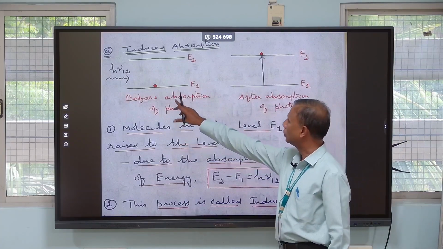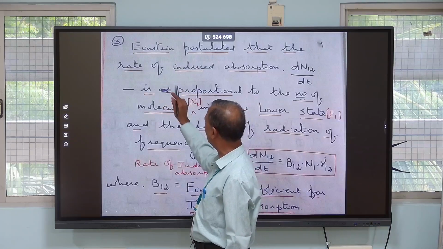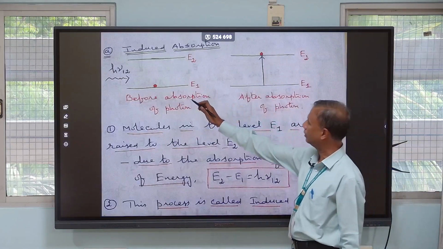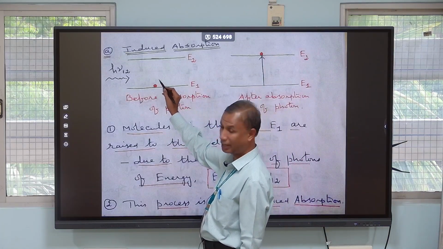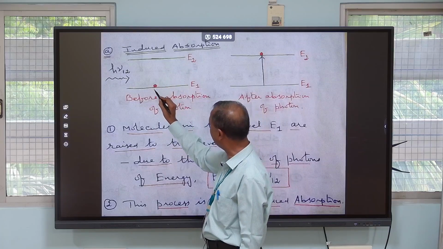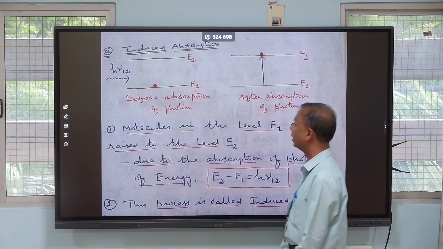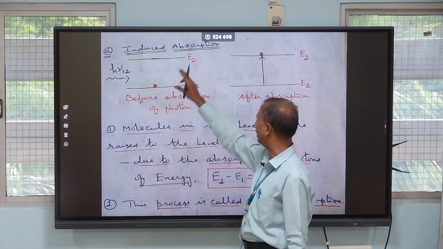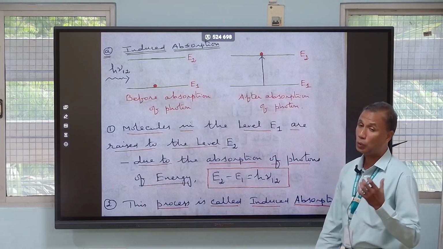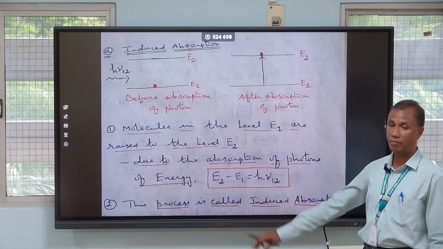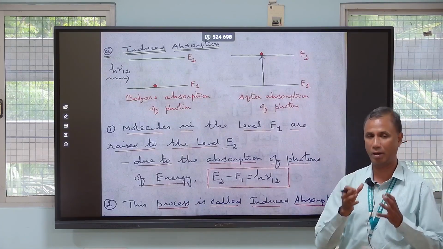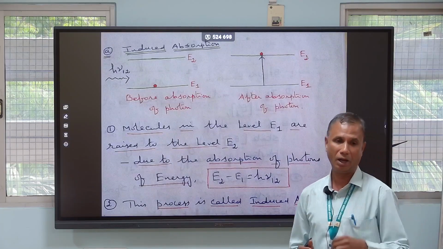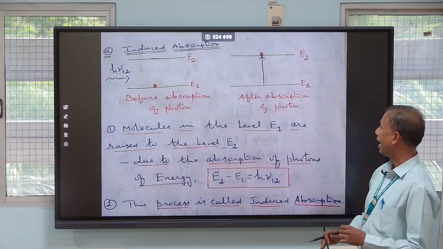Just consider the molecule in the ground state. Before absorption, the system is in the lower energy level E1. The molecule in level E1 rises to the E2 level, a higher energy level, due to absorption of a photon of energy. After passing radiation, the system gains energy from the radiation and is promoted to the higher energy level E2.